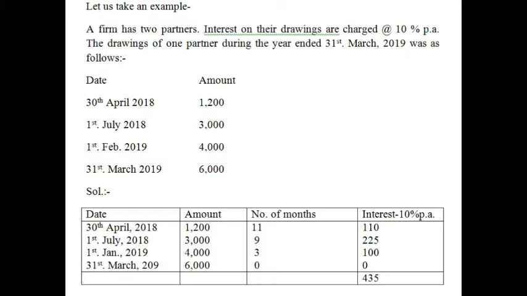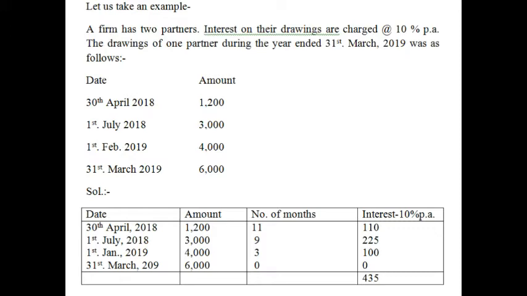The third column is the number of months. That means from the date of drawing till the end of the year. So 30th April, first month of the financial year, till the end of the financial year, that comes to 11 months. So interest is calculated for 11 months on 1200 rupees. Second one, 1st July, drawing amount is 3000. From 1st July to 31st March is 9 months. Third one is 1st January and the amount drawn is 4000. From January 1st to 31st March is 3 months.